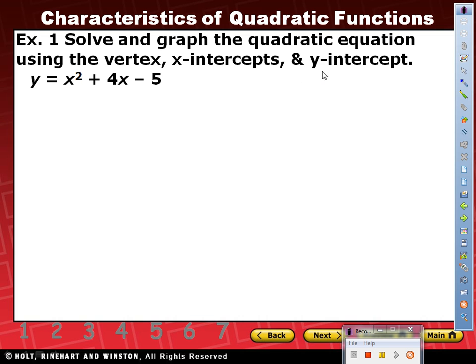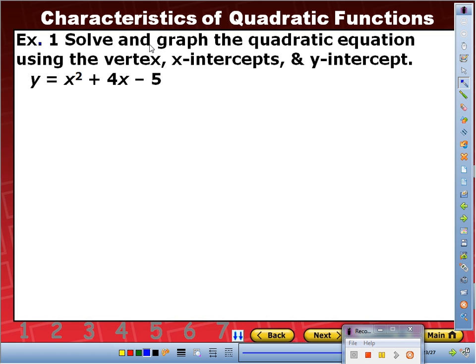Example 1: solve and graph the quadratic equation using the vertex. Once again, what is that? The minimum and the maximum. So it's either the highest or the lowest point. The x-intercepts, what are those called also? Roots, zeros, or our solutions. And our y-intercept, we know how to get that from the equation, right? So we need to do all those things.